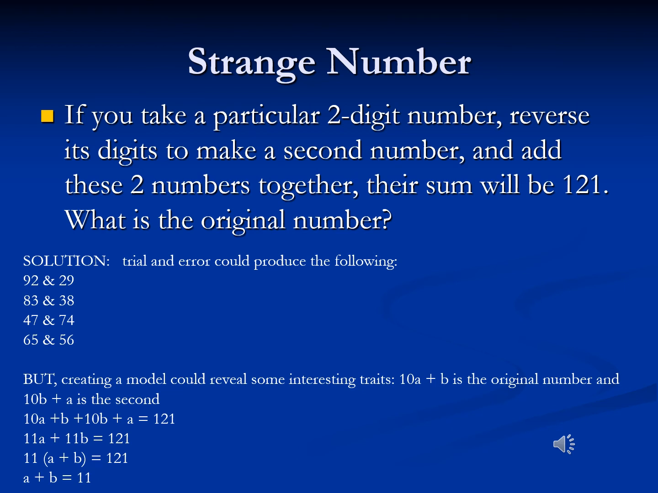So the last problem that you're asked to solve reads as such. If you take a particular 2-digit number, reverse its digits to make a second number, and add these 2 numbers together, their sum will be 121. What is the original number? Well, if it's a 2-digit number, the digits have to be between 2 and 9, right? So that automatically limits the pool. We can't include zeros because then when you reverse them, you don't get a 2-digit number.